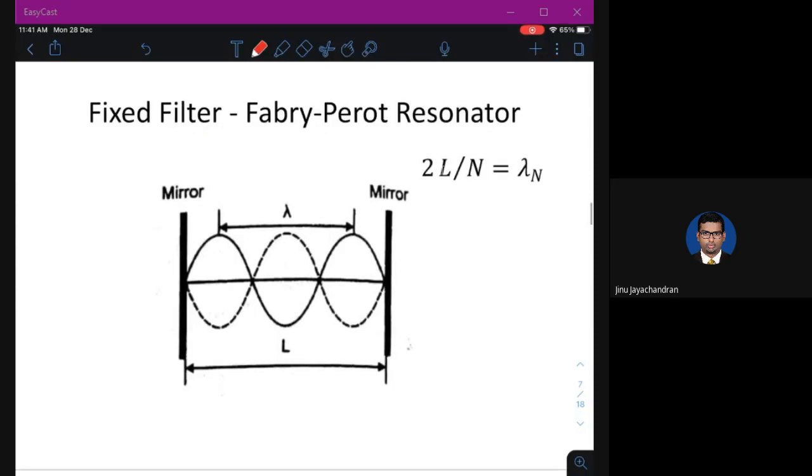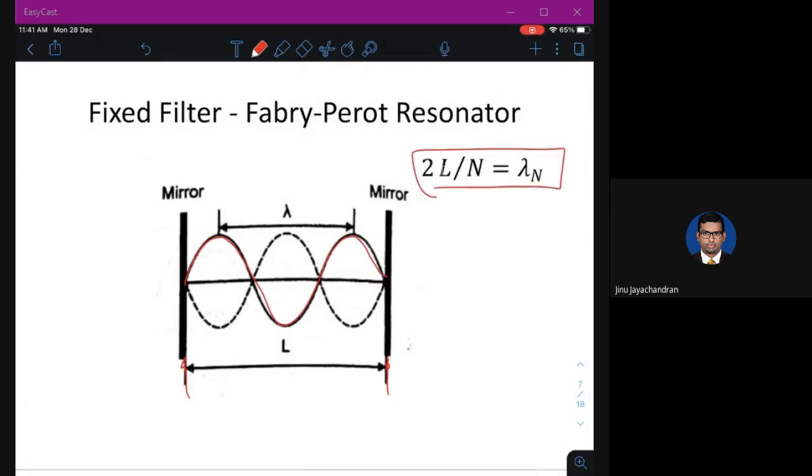This is the Fabry-Perot resonator. You might have already seen this. I think we saw it in our second module when we discussed lasers. So the Fabry-Perot resonator consists of two mirrors with some reflectivity, ideally 100%. And only one wavelength will exist in between these two mirrors which satisfies this condition.